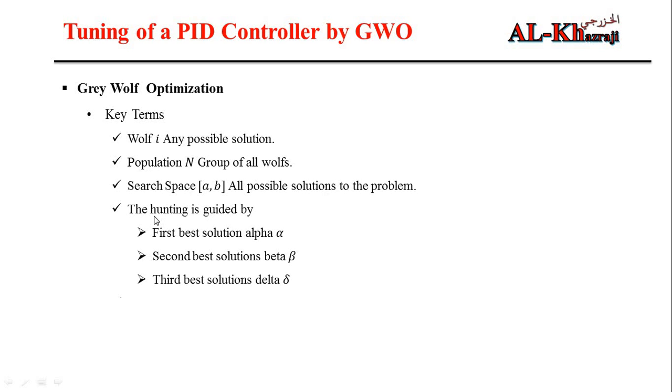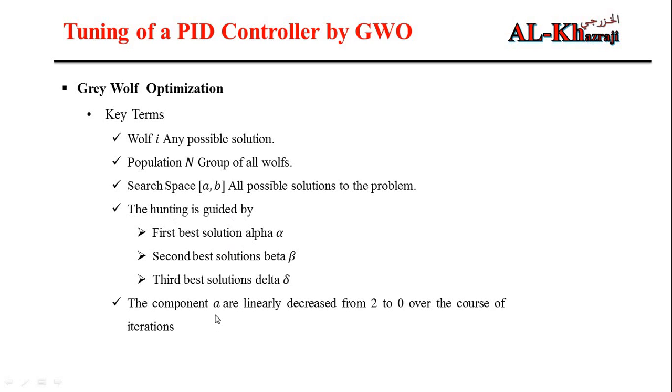And also we need to guide the hunting process. The guidance is set by the best solution, which is alpha, then the second best solution, which is beta, and the third best solution, which is delta. So these are the three pieces of information that we need from the algorithm in order to guide the remaining wolves toward the prey, or let's say the optimum value that we need in our algorithm. And also we need the component A, which is linearly decreased from 2 to 0 in each iteration.